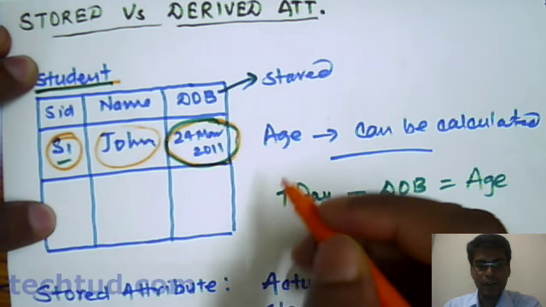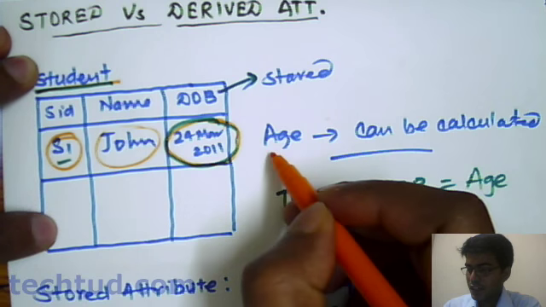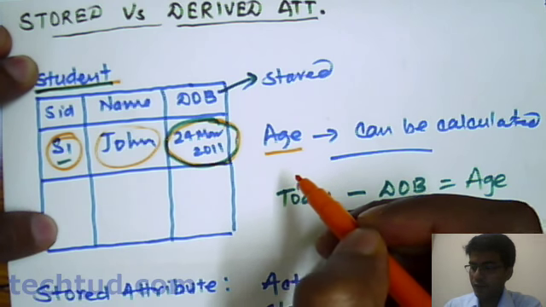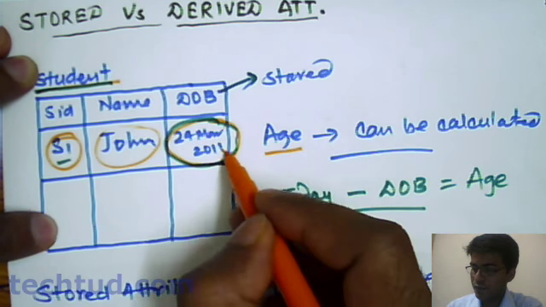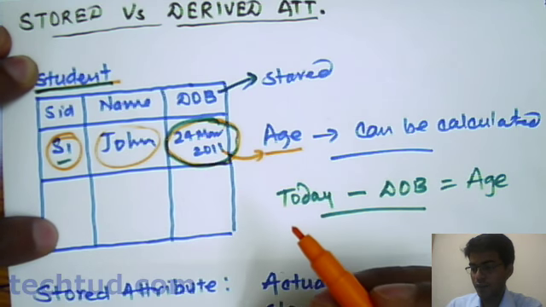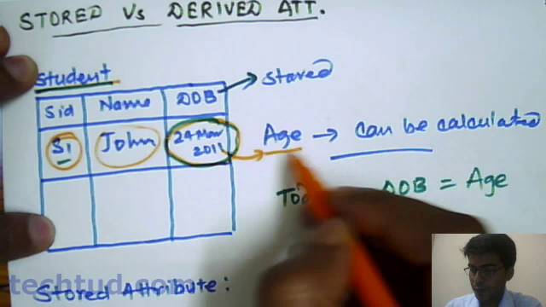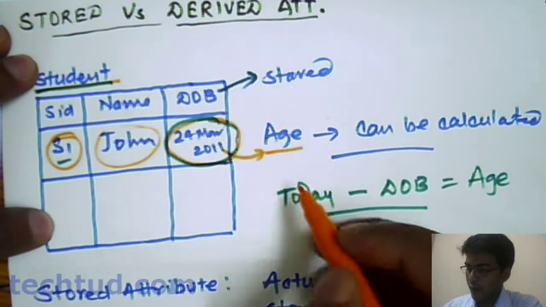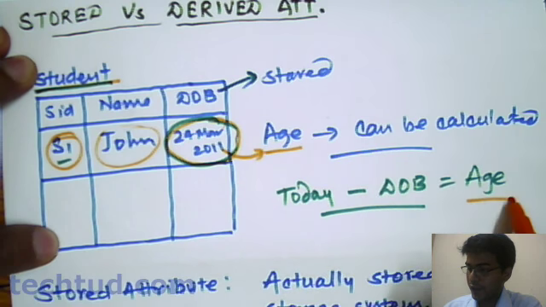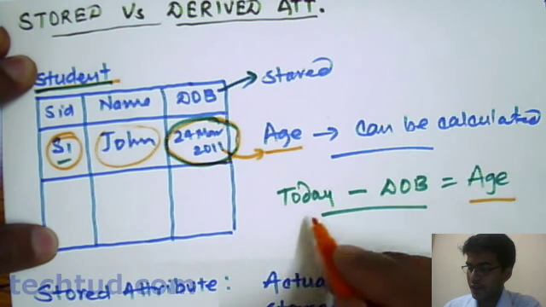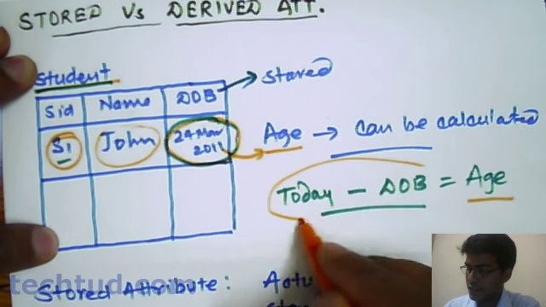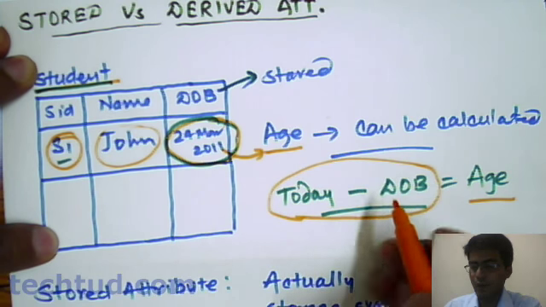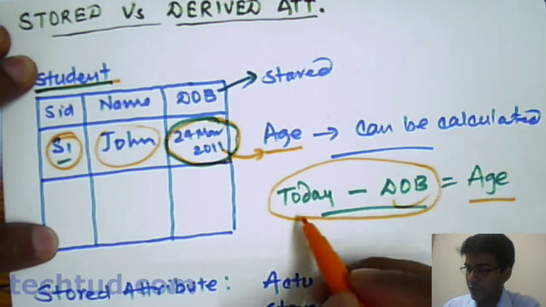Now if in any application we need the age of a particular student, then we will have to derive age from this stored date of birth. So age will be a derived attribute. How will we derive it? Whenever we require age, we will subtract date of birth from today's date.